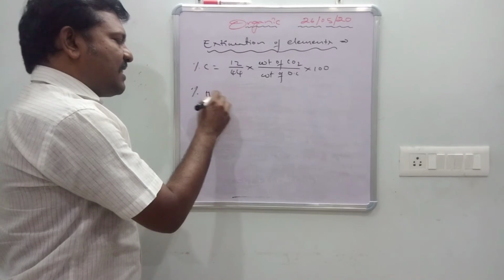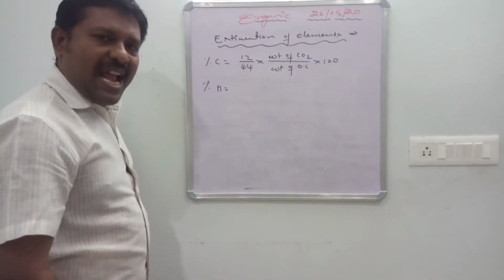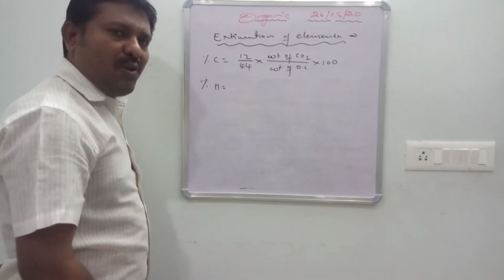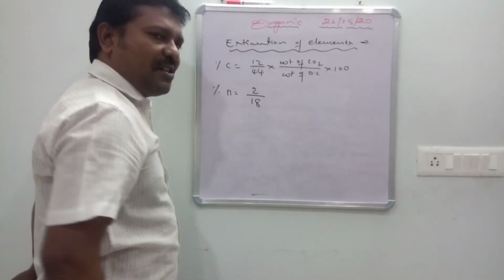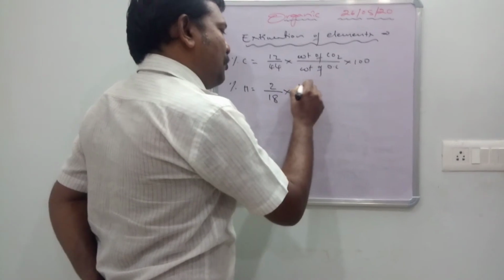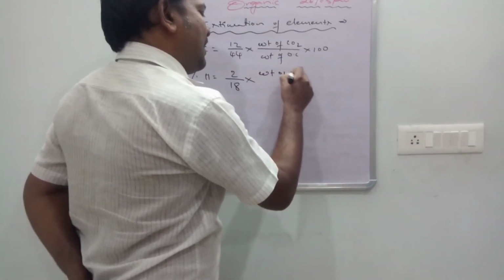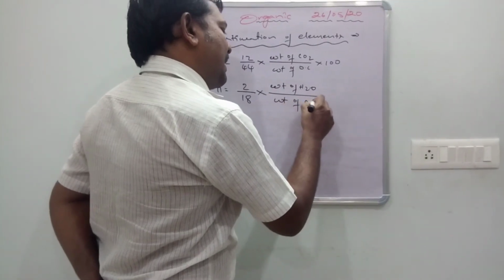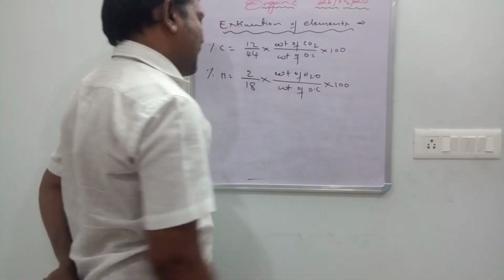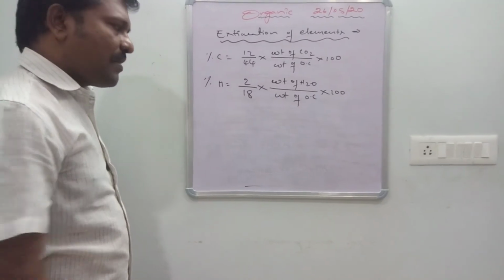Percentage of hydrogen is equal to weight of hydrogen in water. Water means H2O, where hydrogen weight is 2, by molecular weight of water 18, into weight of water by weight of organic compound into 100. That is percentage of hydrogen.